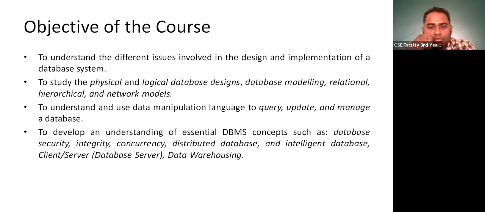So, what is the objective of this course? What are you going to learn in this course? Or what will be the outcome of this course? So that you should know it very well.